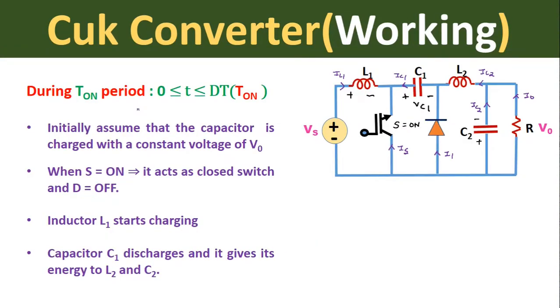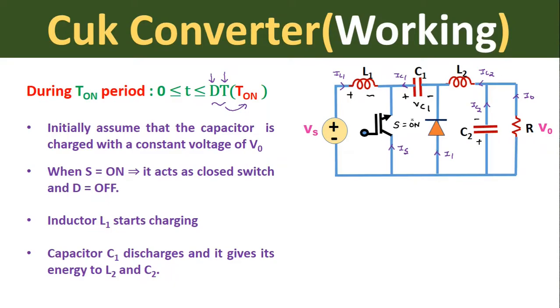Now we will discuss the working of the Cuk converter. During the on period of the switch, this on period goes from time t equal to 0 to time t equal to DT, where D is the duty ratio and T is the total switching period. DT will be equal to the on period of the switch. So during the on period of the switch, what happens? This switch S goes into the on condition.